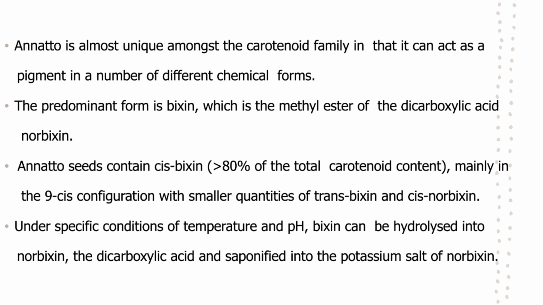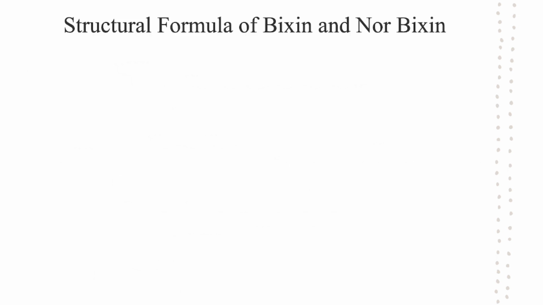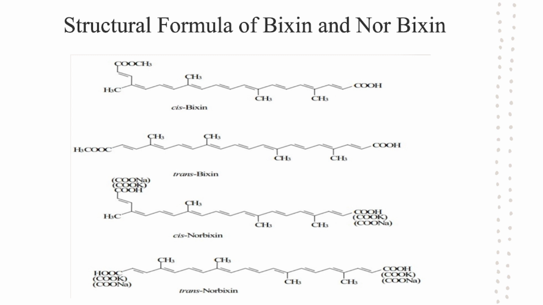seeds. Under specific conditions of temperature and pH, bixene can be hydrolyzed into norbixene, the dicarboxylic acid, and saponified into potassium salts of norbixene. Now, let's have a quick glance at the structural formula of bixene and norbixene.